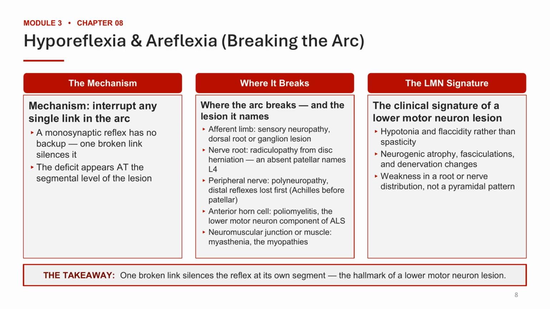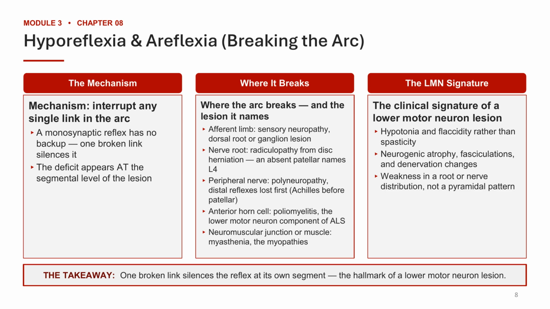At the anterior horn cell, poliomyelitis, and the lower motor neuron component of ALS. And finally, at the neuromuscular junction, or the muscle itself, myasthenia and the myopathies. Around that lost reflex, you will find the rest of the lower motor neuron signature, hypotonia and flaccidity rather than spasticity, neurogenic atrophy, fasciculations, and denervation changes, and weakness in a root or nerve distribution rather than a pyramidal pattern.